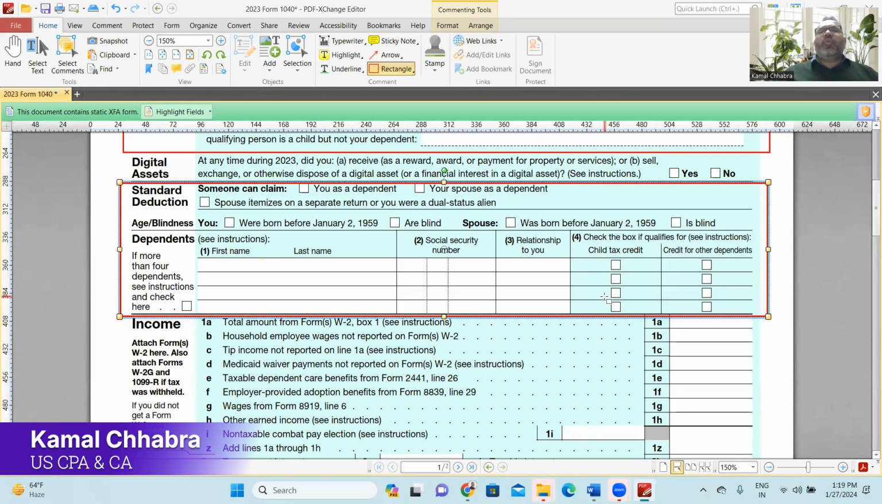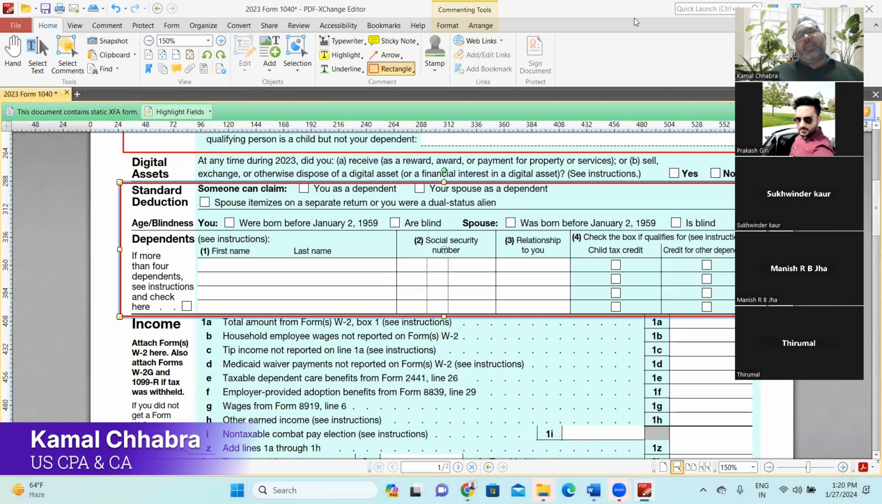In India, you know, how many of you have studied income tax in India, or how many of you have an idea how income tax works in India?